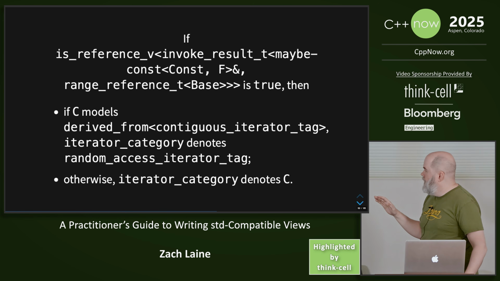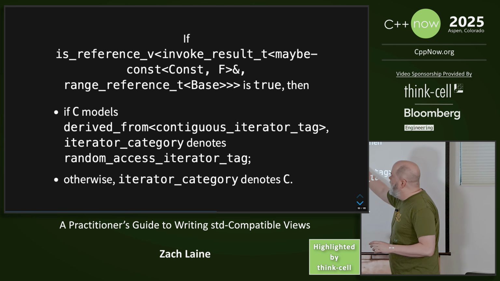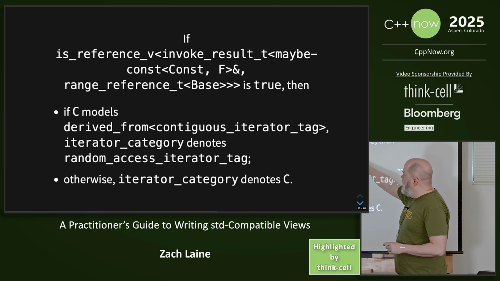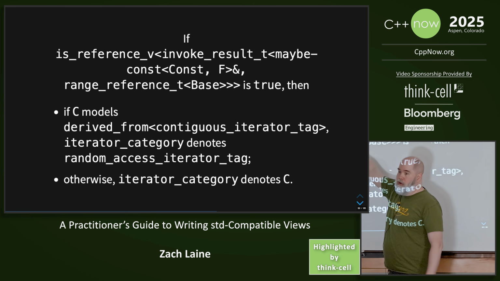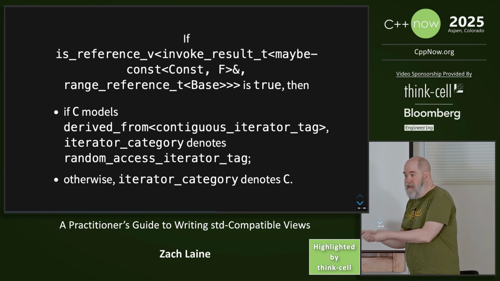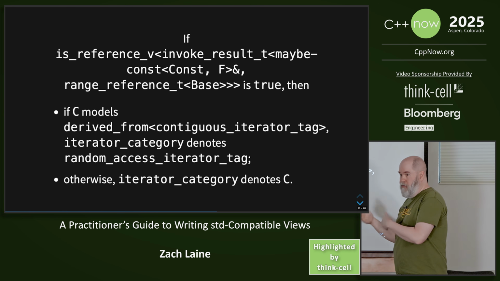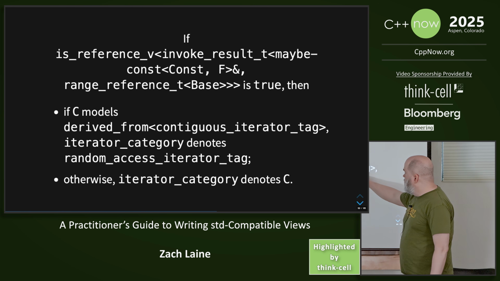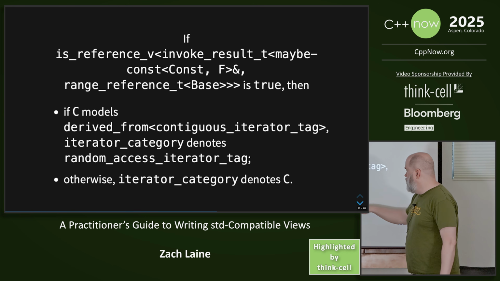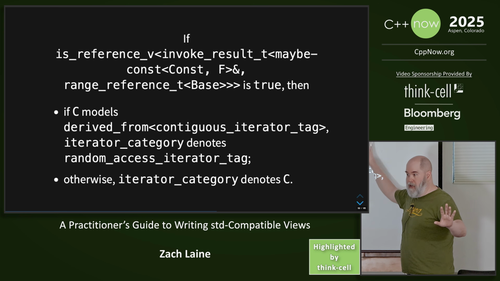So now, again, cut and paste from the standard. Do not look daggers at me anymore. What this is saying is, when I call f on an element of base, if what I get back is a language reference, then this whole thing is true. So if calling f gives me a language reference, then take that C that we saw before, the iterator category of base. If C models contiguous iterator tag, downgrade it to random access, that's exactly what we did for the iterator concept. Otherwise, just use the same iterator category. So this part mirrors what we did with the iterator concept very nicely.